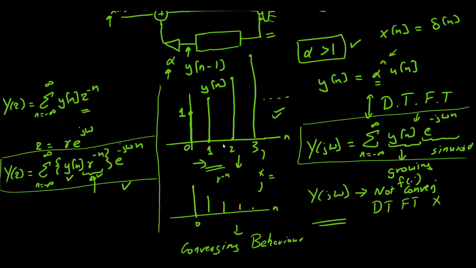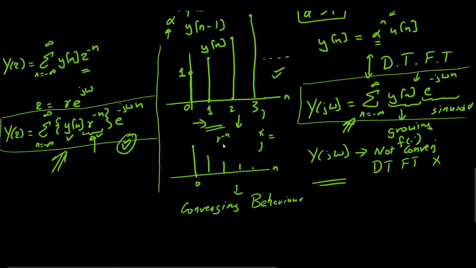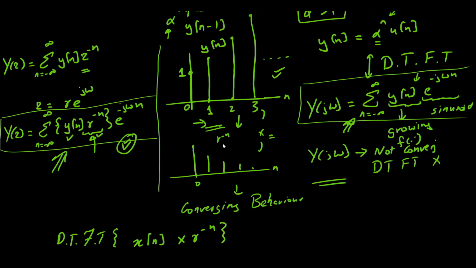Hence the z transform of this would exist. So from these two expressions, we also have a functional relationship between a discrete time Fourier transform and a z transform. Say we have an input x of n and we multiply that input with the function r to the power minus n, and then we take the Fourier transform, that is discrete time Fourier transform of this function. Eventually we would have a z transform.